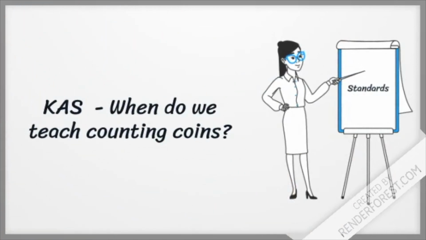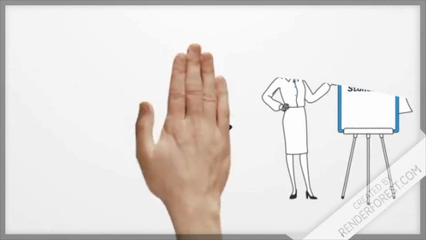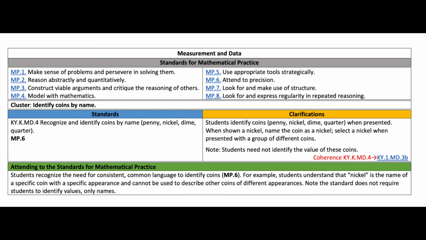First of all, it starts in kindergarten now with the new Kentucky standards, and that is basically just recognizing and identifying a coin. So that is a penny, nickel, dime, and a quarter. And basically, you just show them a nickel, name the nickel, be able to select the nickel. They're not identifying the value of the coins in kindergarten. They're only identifying what they are. So that's one of the standards that we need to keep in mind.